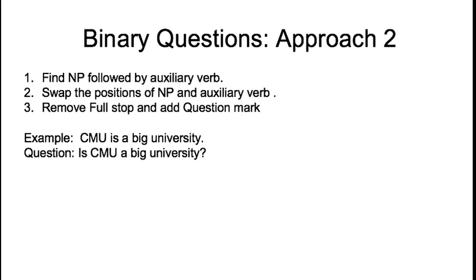Our second approach is the naive way to solve this problem. We find instances where a noun phrase is followed by an auxiliary verb. Then we swap their positions and replace the full stop with a question mark. So here in this example, you can see CMU is a big university. Here the noun phrase is CMU and is an auxiliary verb. So we swap it and we get, is CMU a big university? We replace the full stop with a question mark.